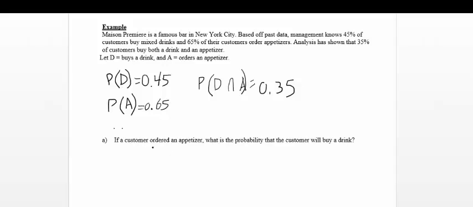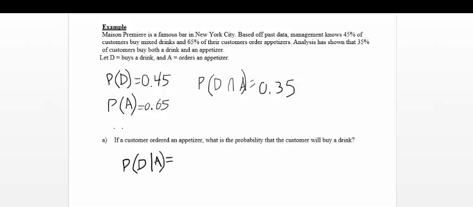Again, let's start with the probability statement. If a customer ordered an appetizer, what's the probability the customer will buy a drink? Slightly different from the last one, it's just going to be switched around. Now we're calculating the probability that the customer will buy a drink given that they've already ordered an appetizer, given A. The previous one was probability of A given D. This is probability of D given A. So the order here makes a huge difference, which we'll see.